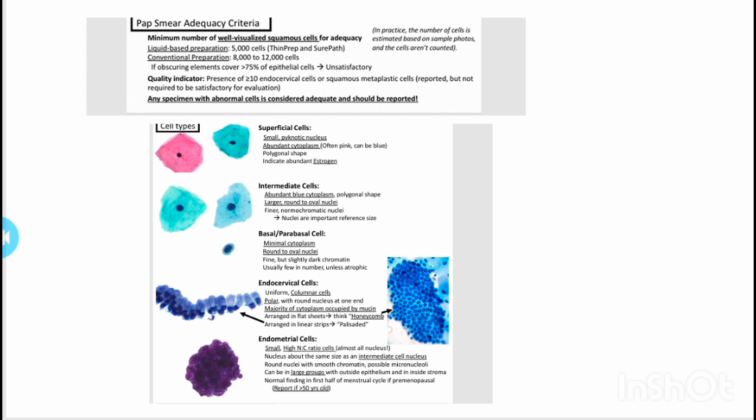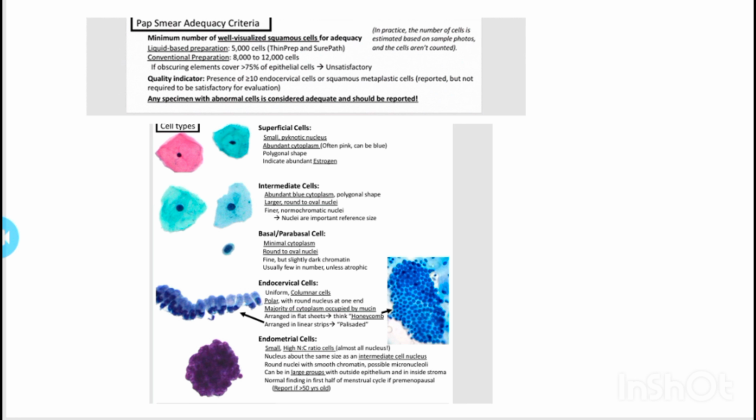Okay, so what are all the components of the normal pap smear? That is nothing but the cells present in the cervical lining. You know, the cervix is made up of 2 parts. One is the ectocervix, another is the endocervix. So when you are taking a pap smear from the cervix, the cells will be coming from the ectocervix as well as the endocervix. Okay, so there are 2 components.